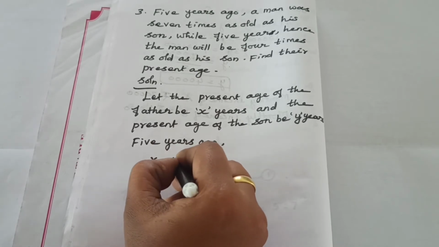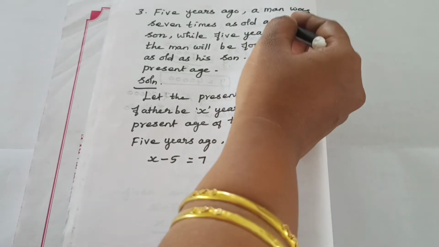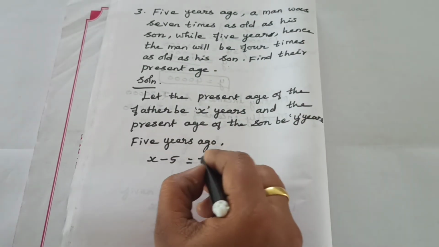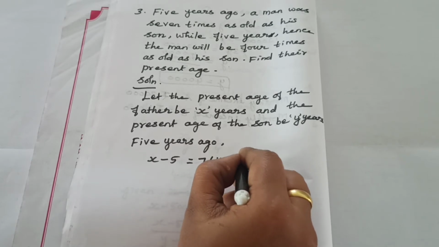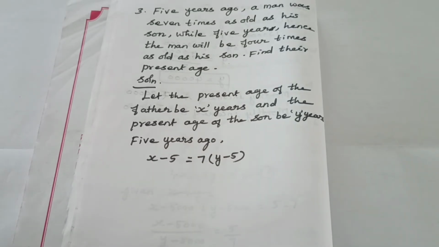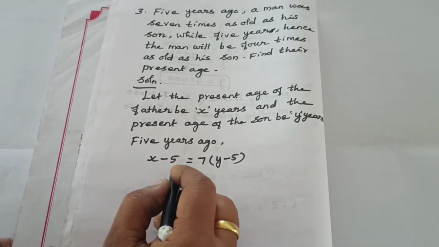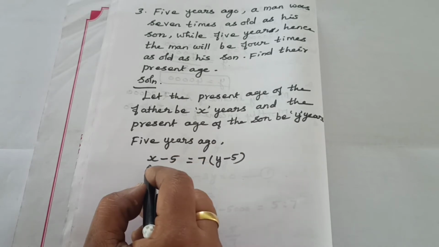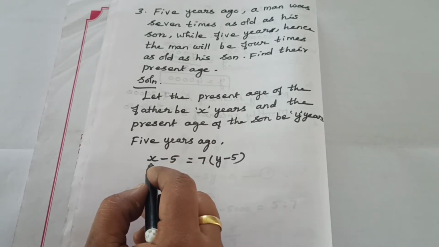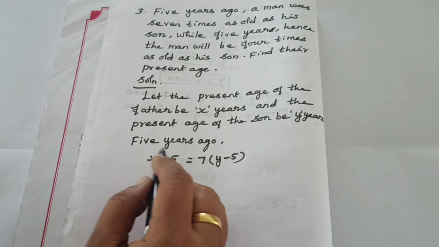That means x minus 5 is equal to 7 times as old as his son. His son also 5 years ago, that means y minus 5, you have to take. Okay, have you understood? Why are we writing here x minus 5? Because 5 years ago is given, isn't it? So if that man is now 25 years, then 5 years ago he was 20 years, isn't it?